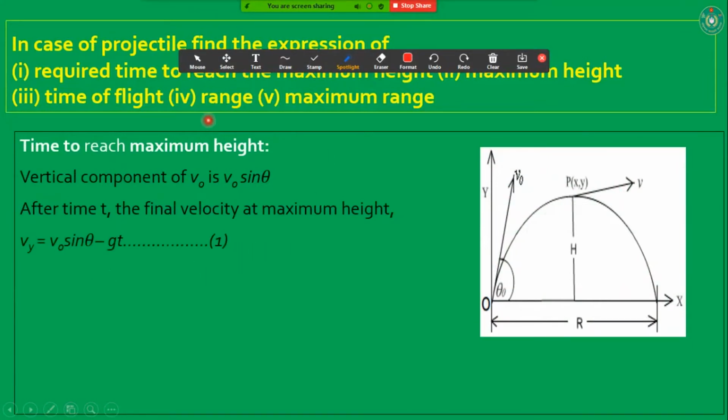So now I am writing the equation v is equal to u plus a t. This equation is being transformed for the case of projectile motion. Now this is v y, because I am going to find the velocity along the y-axis, and so this u becomes v naught sine theta, and here minus g t, because this is along the y-axis.